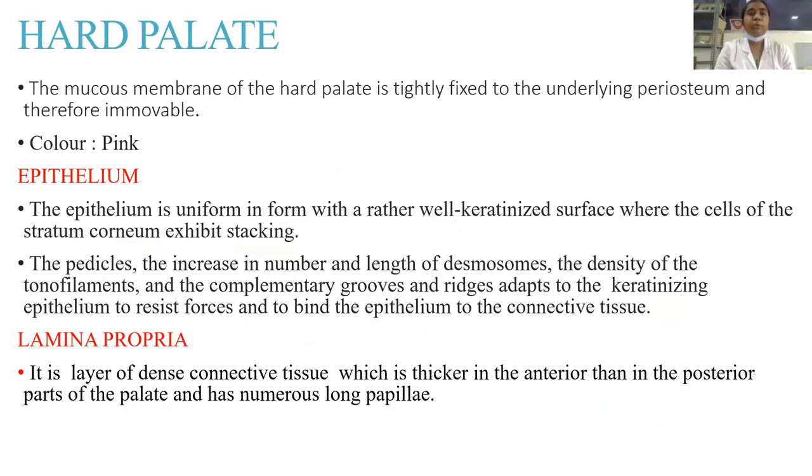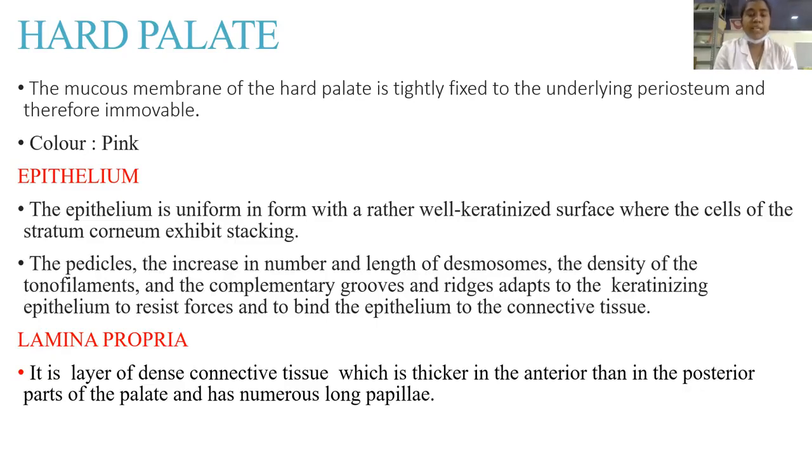Hard palate. The mucous membrane of the hard palate is tightly fixed to the underlying periosteum and therefore it is immovable, and its color is pink. Epithelium and lamina propria we are going to see here. The epithelium is uniform and well keratinized, where the cells of the stratum corneum exhibit stacking. The increase in number and length of desmosomes, the density of the tonofilaments and the complementary grooves and ridges adapt the keratinizing epithelium to resist forces and to bind the epithelium to the connective tissue.